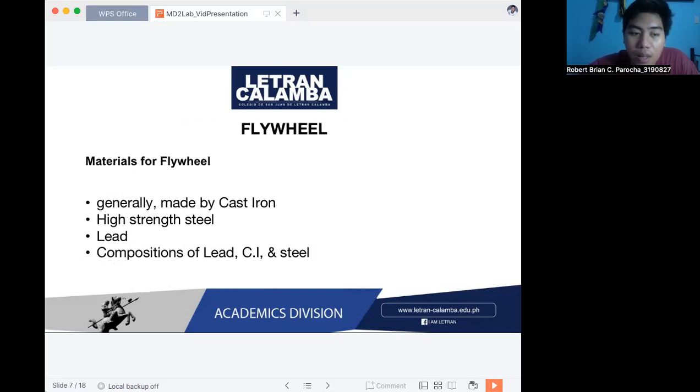Next slide is the materials for flywheel. Especially, the flywheel is only made of cast iron. Why? Because it is cheaper and an effective application for old steam engines and automobiles. Also, high-strength steel and composites of steel, lead, and cast iron are the best and proposed for regenerative braking systems for some vehicles. And lead is best for some children's toys. These materials are best used depending upon the application.